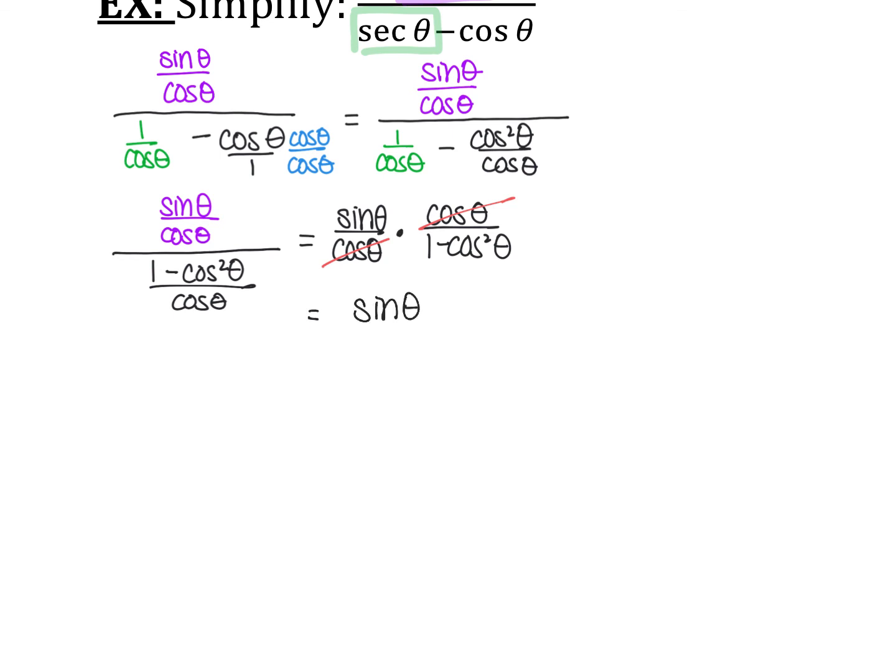So we get sine of theta over 1 minus cosine squared theta. That's it. Not done.